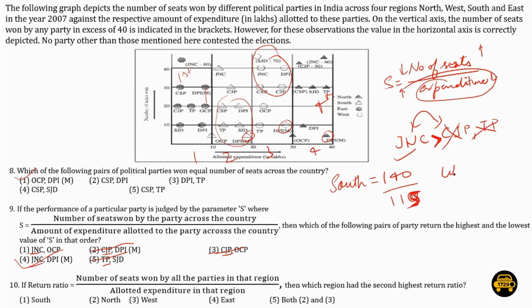Similarly, we can calculate it for West as well. So you can do the calculation. It will come somewhere around 150 and this is 195. Solving them, we can find out the answers very easily. So whichever region has a better ratio will have the second rank in the return ratio. So the answer here will come out to be West.